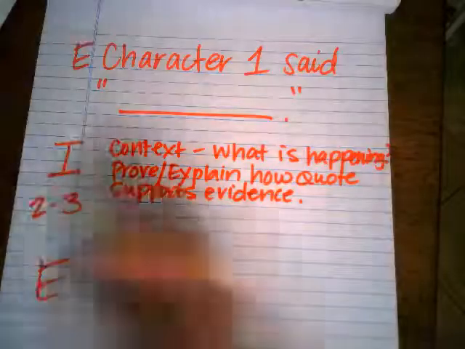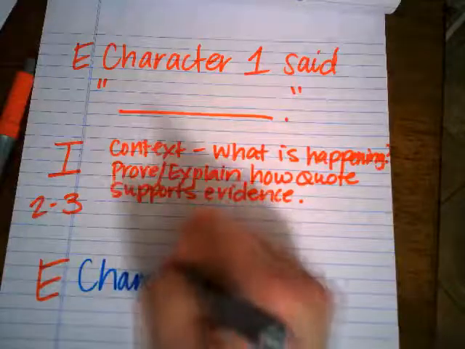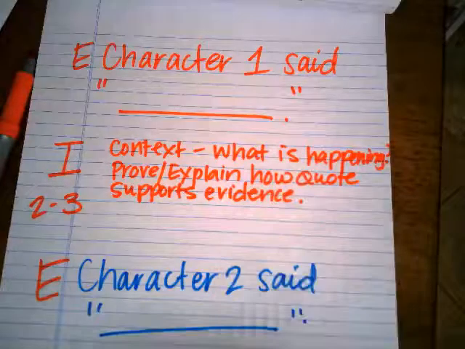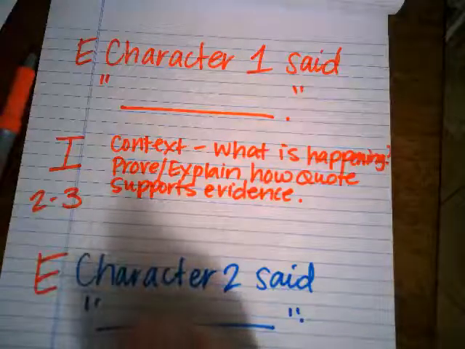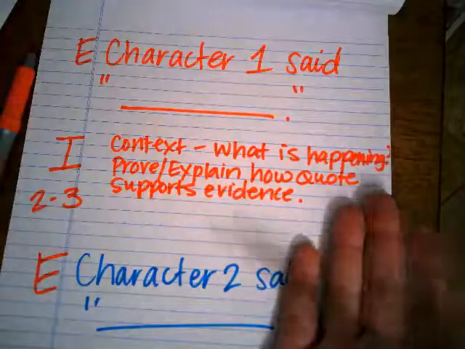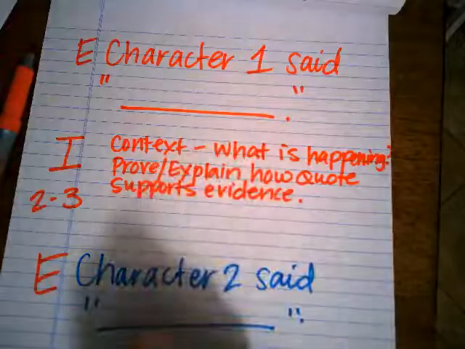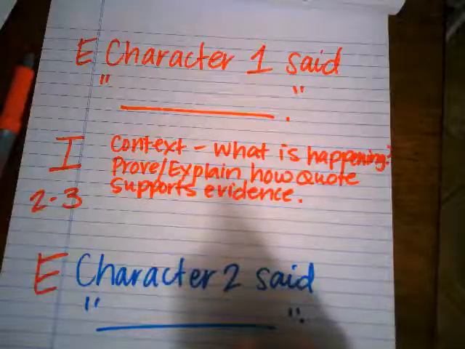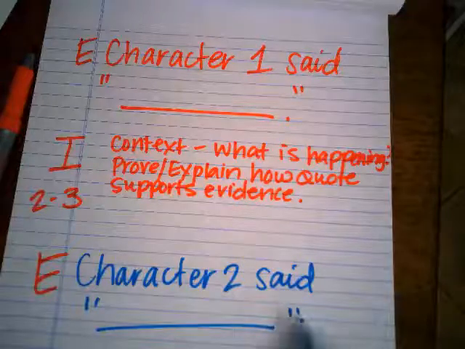And then your second piece of evidence is going to be character 2 said. And you're going to find a piece of evidence that proves your claim again. And again, it's the exact same deal here. You're going to do your context. So one sentence that says what's happening when this quote comes out. And then you're going to do one or two more sentences that prove or explain how your quote supports your evidence.